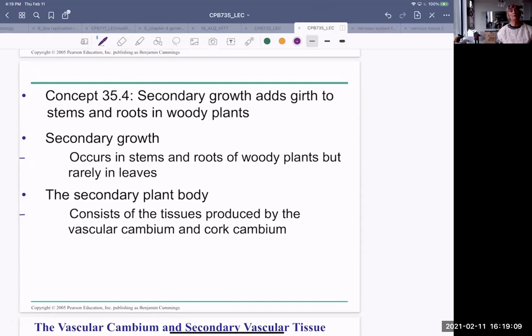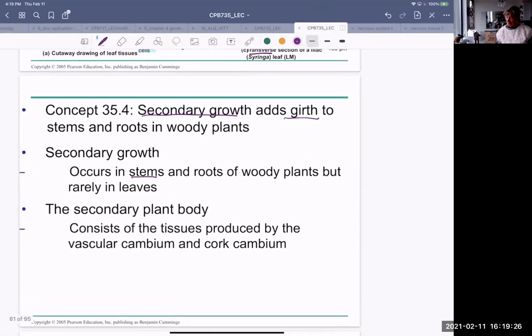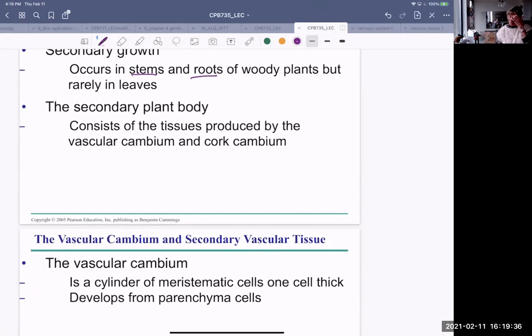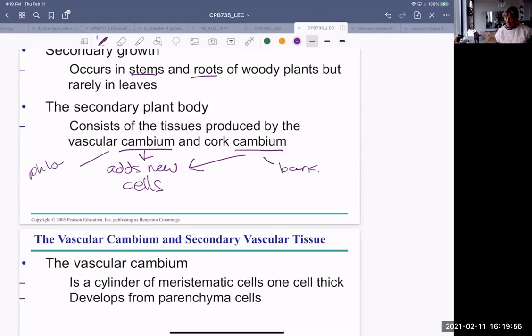So there are two kinds of growth. There's primary growth, which we've looked at, and there's secondary growth, which adds girth. That's why the redwoods can be like 380 feet tall, because their girth is 30 feet. And that's secondary growth. It occurs in stems and roots of woody plants, but not in the leaves. The secondary plant body is tissues produced by two cambium layers. Cambium is tissue that adds new cells. The cork cambium adds to the bark, and the vascular cambium adds to the phloem and xylem.